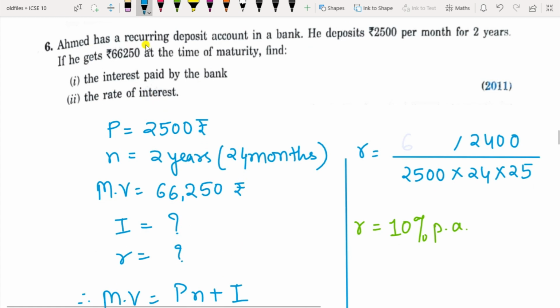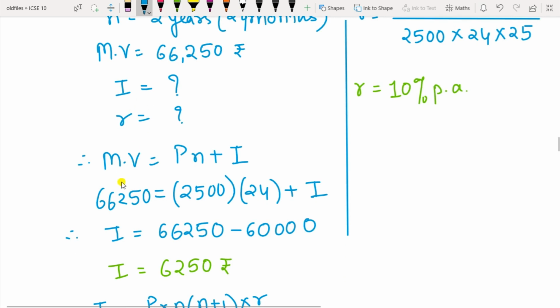Next question here is, Ahmad has a recurring deposit account in a bank. He deposits 2500 per month for 2 years. If he gets 66,250 at the time of maturity, fine. So maturity value has been given, P is given, T is given. You have to find the interest and the rate of interest, that is R.